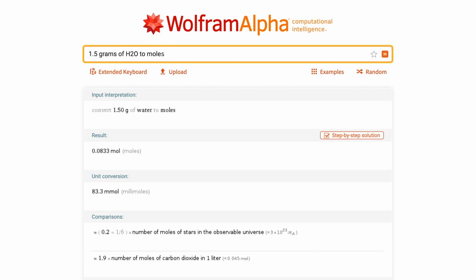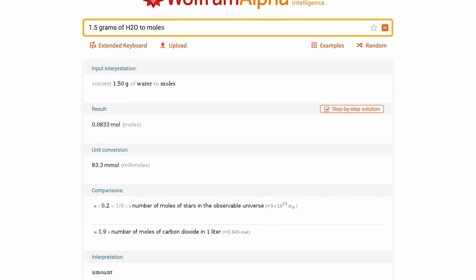The first thing that Wolfram Alpha generates is the interpretation of your query. Make sure that this is what you had in mind. Otherwise, more detail will be needed.